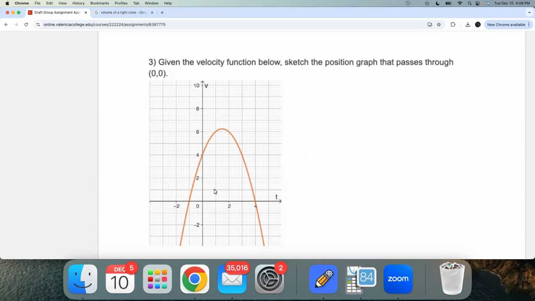And technically, there are an infinite number of functions that have this guy as the derivative. We want the one that passes through the point 0, 0. So that's where I would start and work forward and back from that.